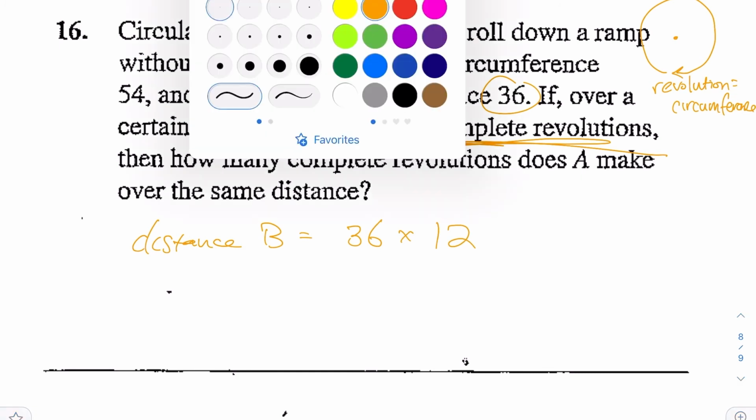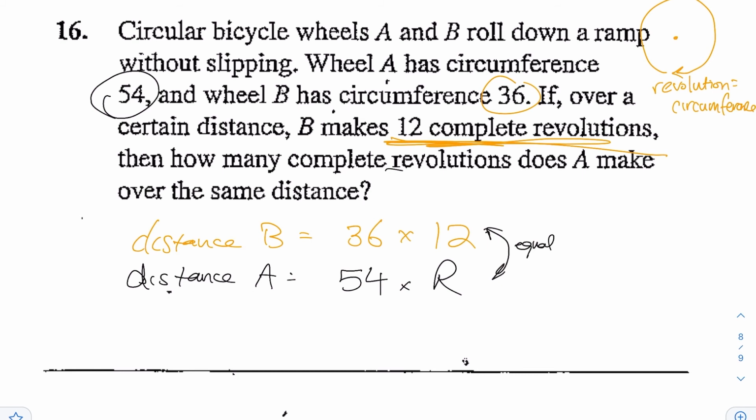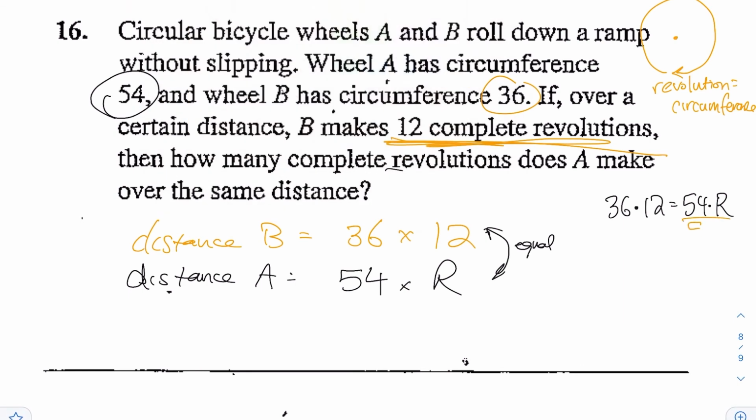Now we want to figure out the same for the distance that A goes. Now the distance that A goes will be 54, its circumference, times x. Or we can call this r for number of revolutions. And these two have to be equal. So our equation is 36 times 12 is equal to 54 times r. Now I'm not going to multiply 36 and 12 because you can actually cross simplify here. If you divide both sides by 54, you can cross simplify.